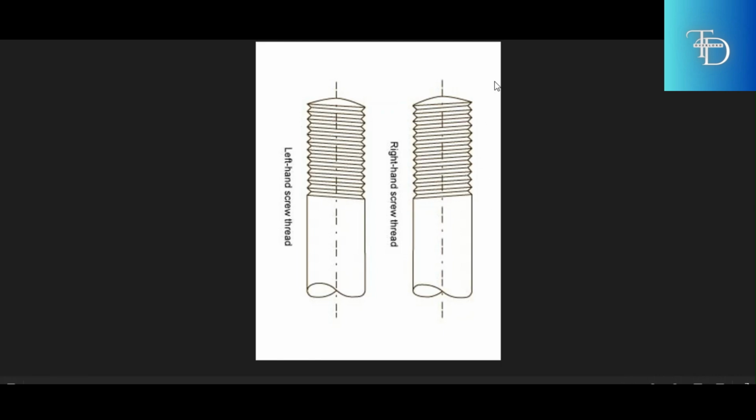But the positioning doesn't change the direction of the threads. Even in the vertical manner, the direction stays the same, it does not change. So the direction of the right hand stays as it is, and the direction of the left hand stays as it is. So this is what I wanted to clear up before we dive deep into the lesson. So now let's carry on.